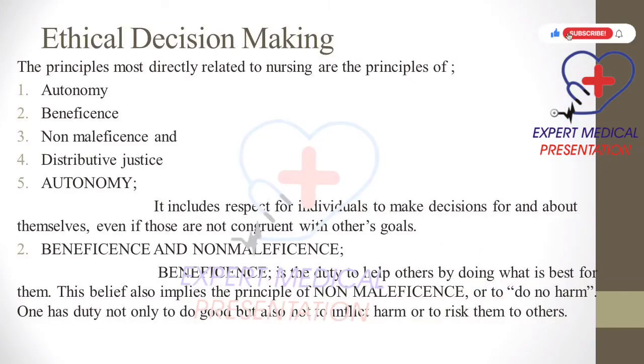Ethical principles. Ethical decision-making. The principles most directly related to nursing are the principles of autonomy, beneficence, non-maleficence, and distributive justice. Autonomy includes respect for individuals to make decisions for and about themselves, even if those are not congruent with others' goals. Beneficence and non-maleficence. Beneficence is the duty to help others by doing what is best for them. This belief also implies the principle of non-maleficence, or to do no harm. One has a duty not only to do good but also not to inflict harm or risk it to others.